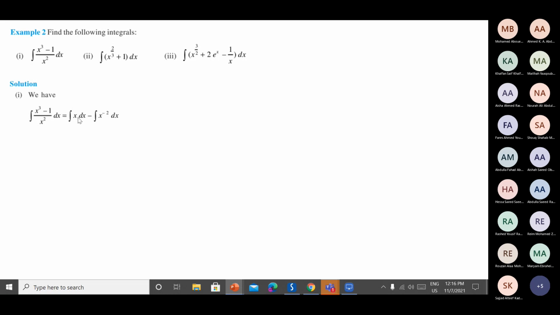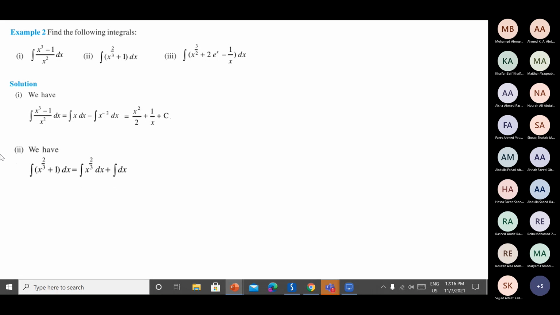So I integrate x. How can I integrate x? Using your table, I add 1, so it will be x squared over 2, and here I'm adding 1, so it will be x to the minus 1 over minus 1, and I have minus, it will be plus, so I get this result. X to the minus 1 is 1 over x. It is an easy way to do.